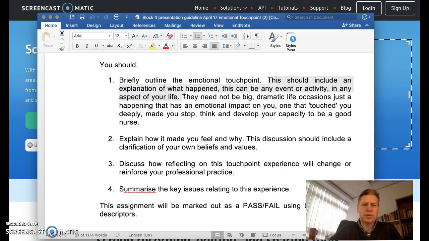Obviously, when we talk about emotional touch point, it makes people think about, oh, it must be something major that's made me cry or feel devastated or distraught. But not necessarily. What we're looking for is thoughtfulness, depth and reflection rather than drama, if you know what I mean. It might be something dramatic.